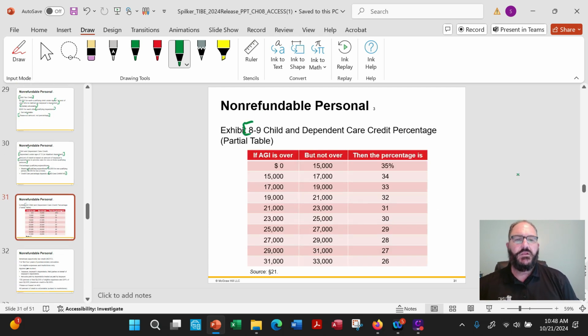Okay. And notice here, if your AGI is this, but not over this, then the percentage is 35. And notice it goes down here to 26. Okay. These are the credits. Again, these are pretty low numbers here. Okay. I don't know if it goes any lower. Look at this. You're talking $33,000. Look, $33,000. I don't know where that's going to get you. Looks to me like you need a lot more help than what they're offering here. That's all I can say.